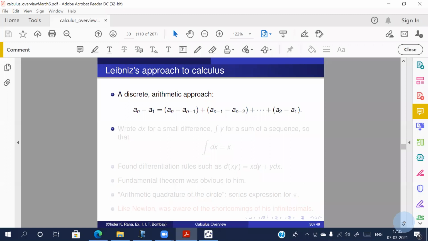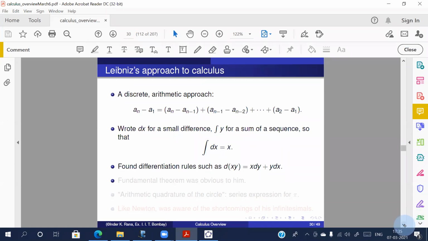Leibniz, on the other hand, took a more discrete approach, like saying that a_n minus a_1 is obtained by adding and subtracting terms. So that kind of approach he took. He wrote down the small differences as dx, and the summation of dx is equal to x. He found differentiation rules for the product in his own way, and the fundamental theorem of calculus was obvious to him. What is the fundamental theorem of calculus? We'll see it a bit later on. The arithmetic quadrature of the circle, the series expansion for pi, he could find.